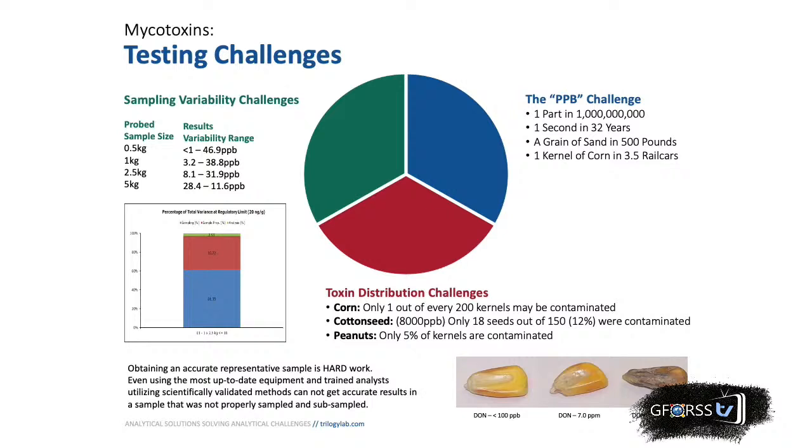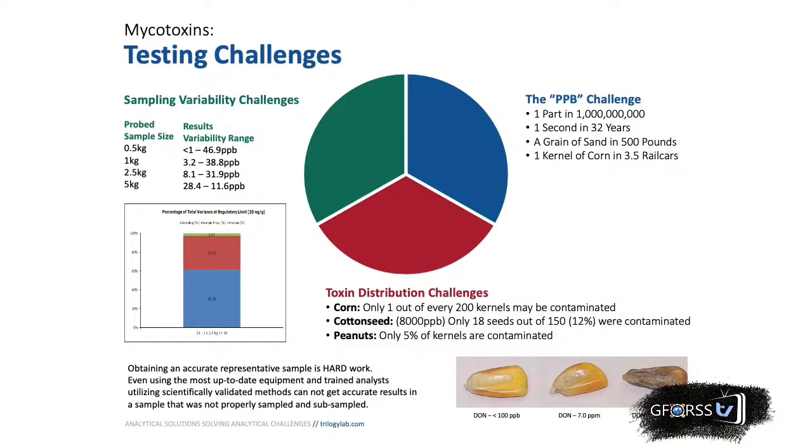How many probes will be taken? How much sample will be taken in each probe? What happens to the samples when they are compiled? How will these probes be compiled? All of these components of sampling are important.